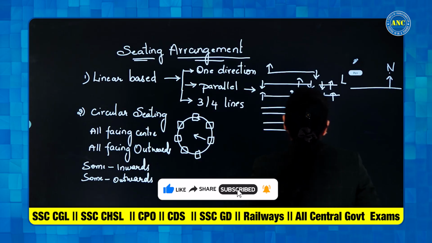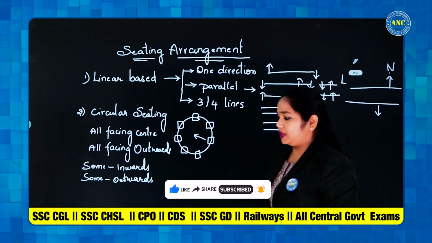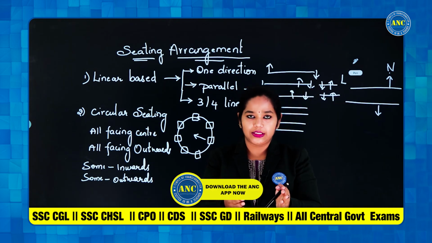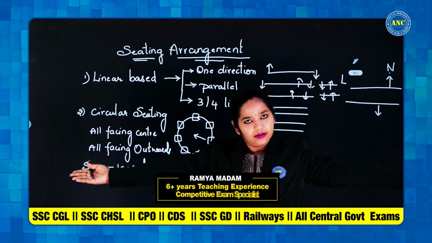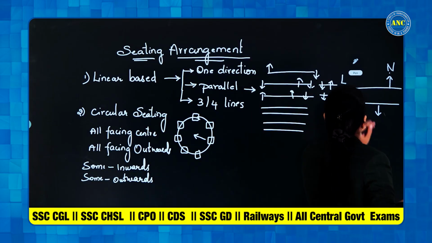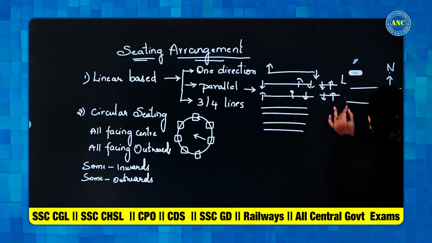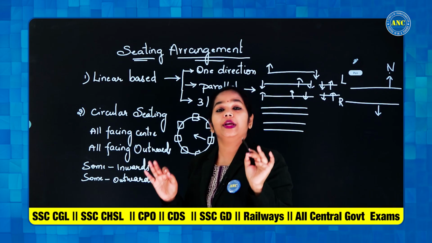Now, in case the person is towards the south direction, see, now I am towards the south direction. What is my left? This is my left, this is my right. So, when the person is towards the south direction, this will be his left, this will be his right. Very, very important point to be noted.